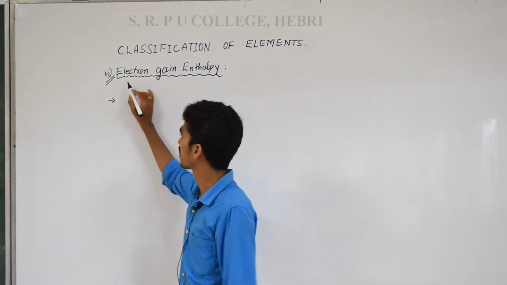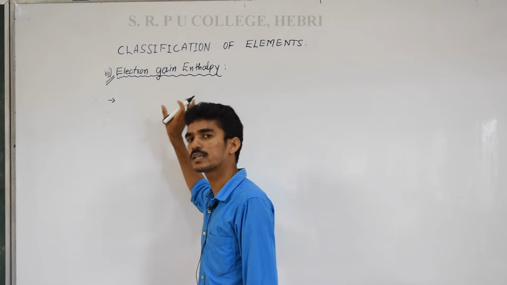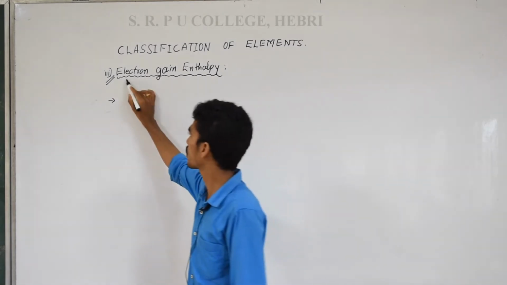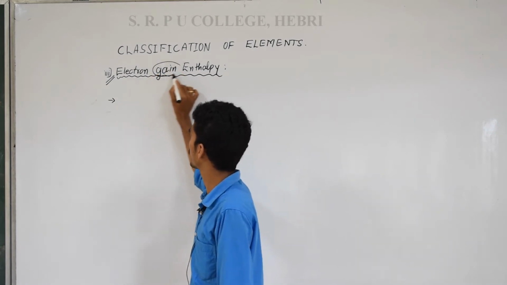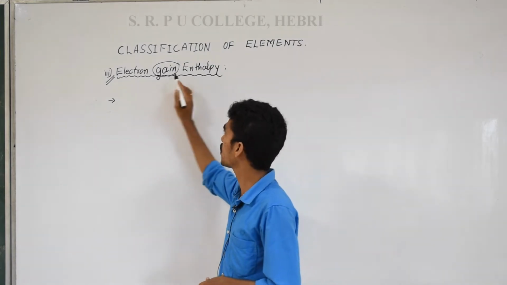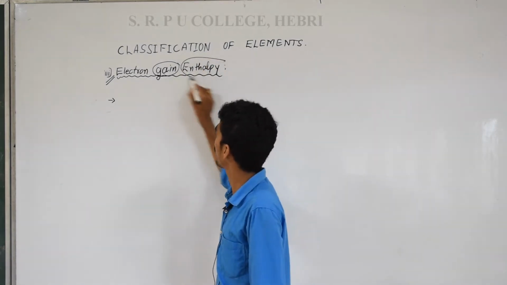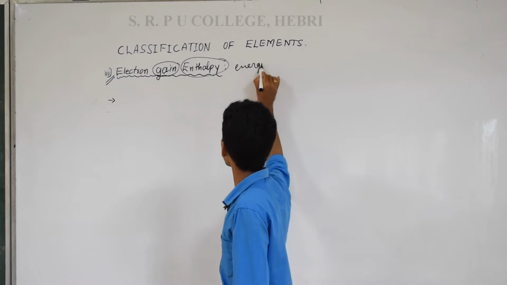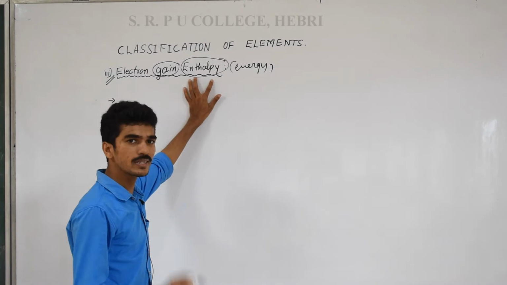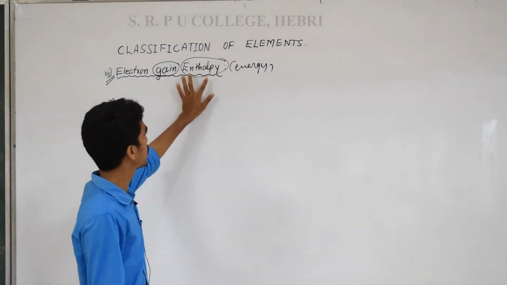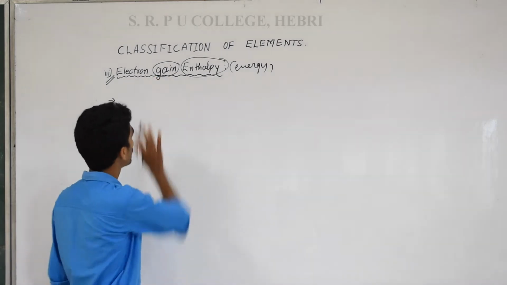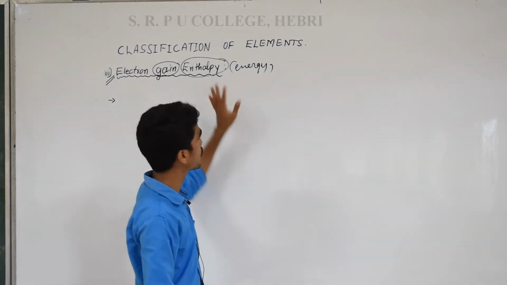Electron gain enthalpy. The name of this physical trend itself says what the property is. You know the term gain. Gain means taken. Enthalpy refers to energy. One thing is sure, energy is required or released. Here the energy term should be present with the electron gain. So first we'll go for the definition.